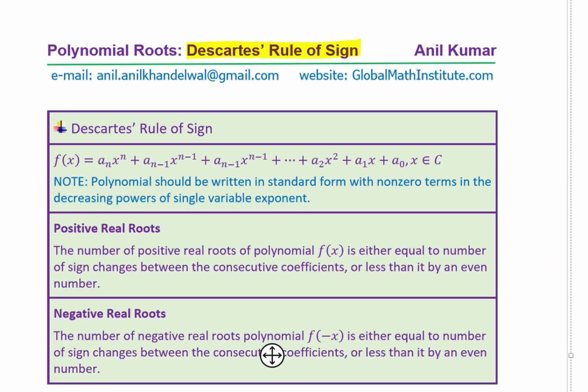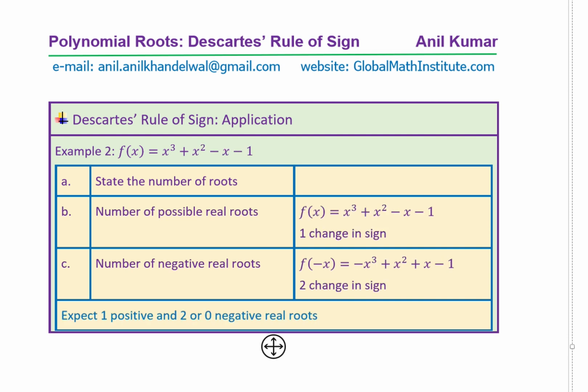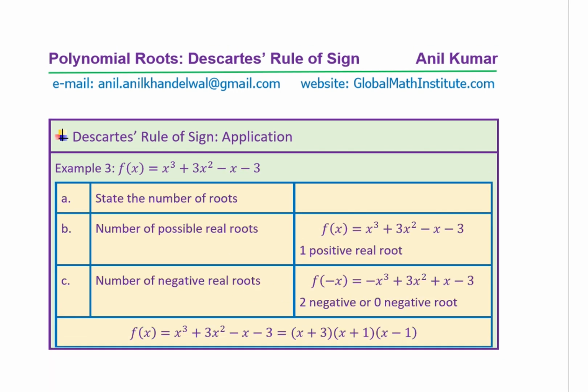That is given by the Descartes rule of signs. We are going to discuss this now. Once we discuss, after that, I'm going to take 7 examples. So these are the examples one by one. We'll try to understand these polynomials.